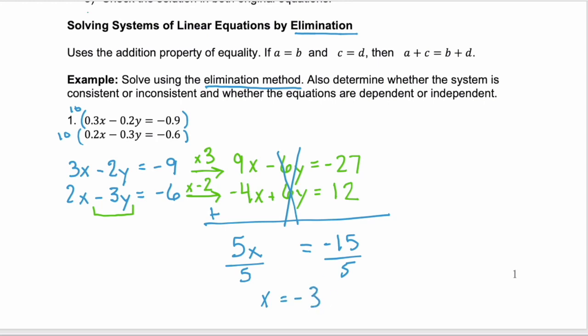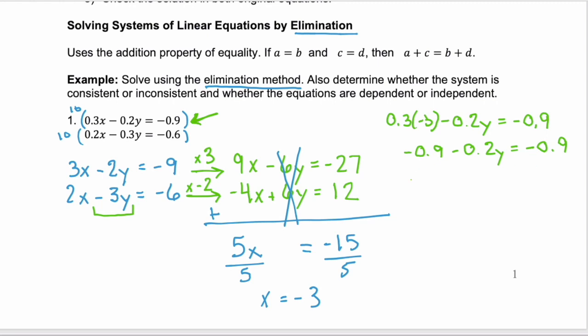Now that we have a solution for x, we want to plug it back into one of the original equations. I'm going to pick the first equation. That would give me 0.3 times negative 3 minus 0.2y equals negative 0.9. Let's multiply 0.3 times negative 3, and that's negative 0.9. Our y stays the same.